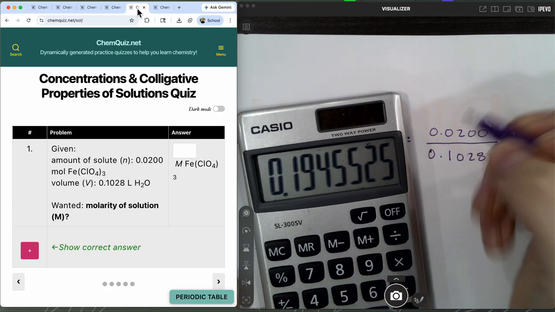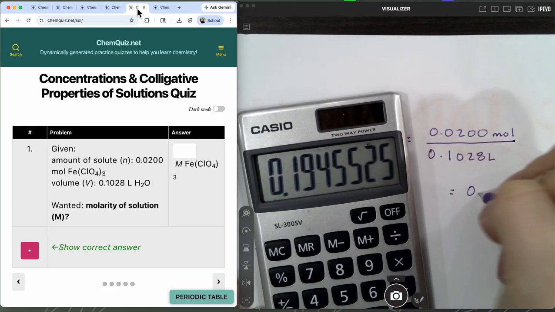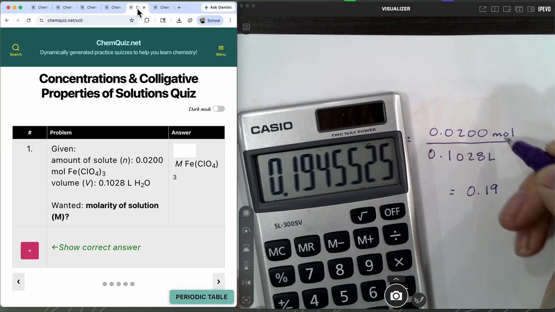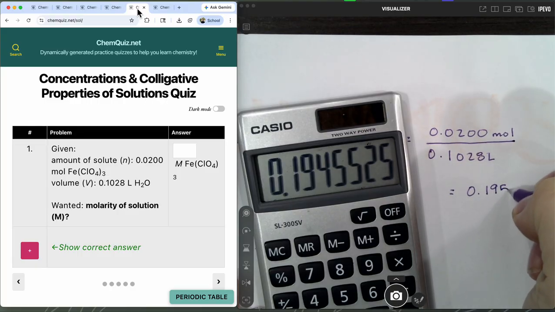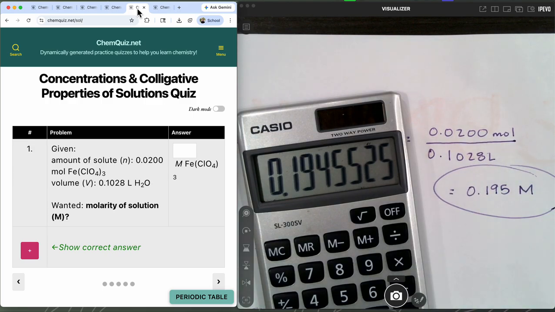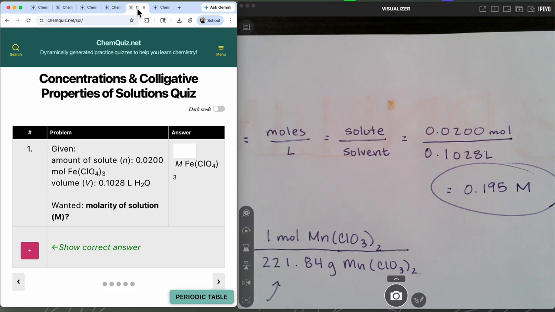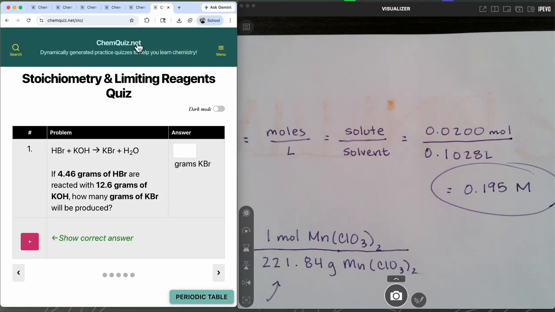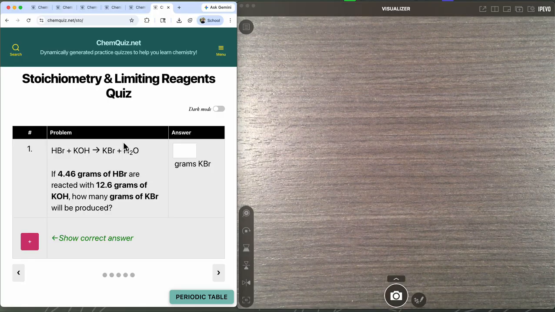Right now, I got 0.19 when I did this divided by this. I'm rounding that to 0.19. Is that what you got? Yes. Okay, that's the molarity. Moles per liter. Those are the skills you need to do stoichiometry. So let's put them all together and do a stoichiometry problem.